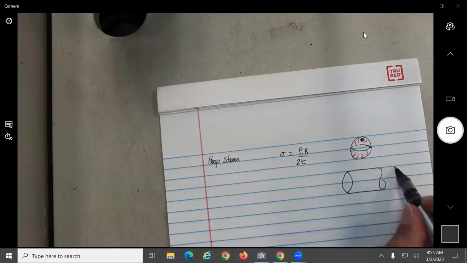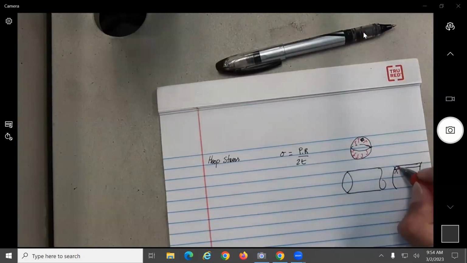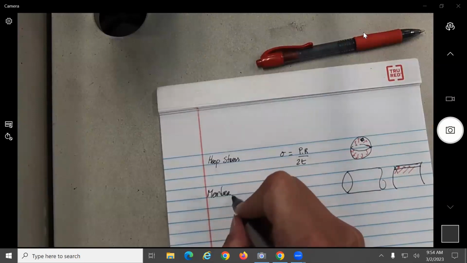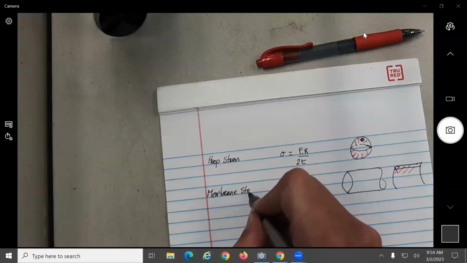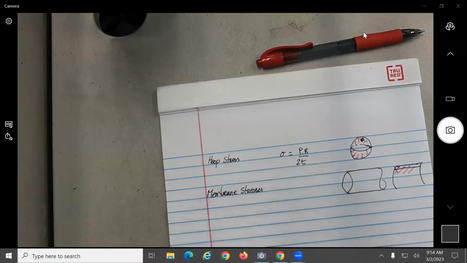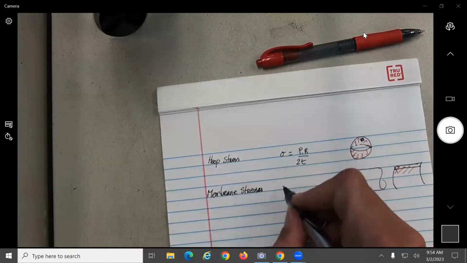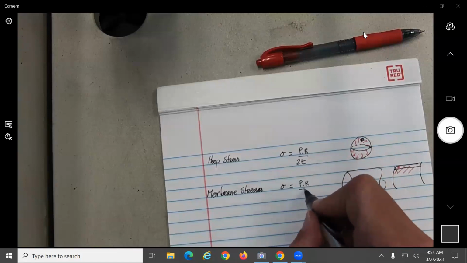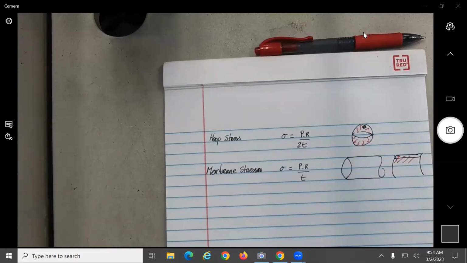Okay, let's say here we made a cut over here, all right? And from the size of the stresses here on this side, along these ones, this one we'll call the membrane stress, or membrane stress. This one was actually then just PR over T. Okay?